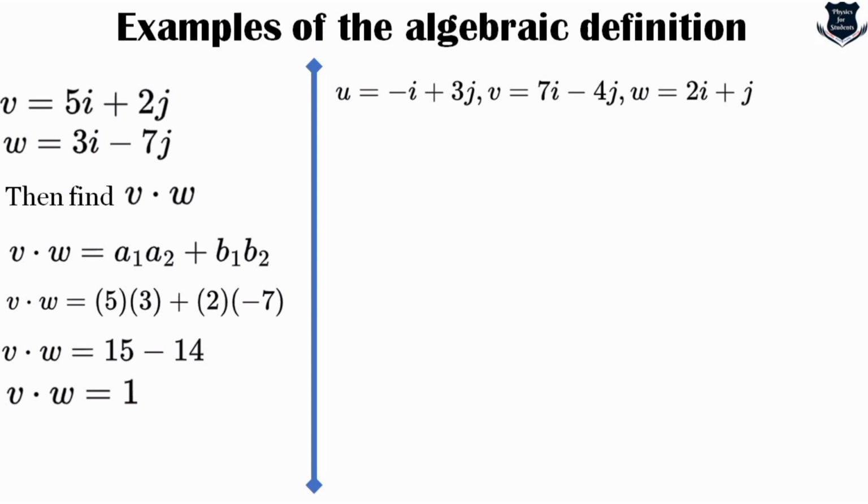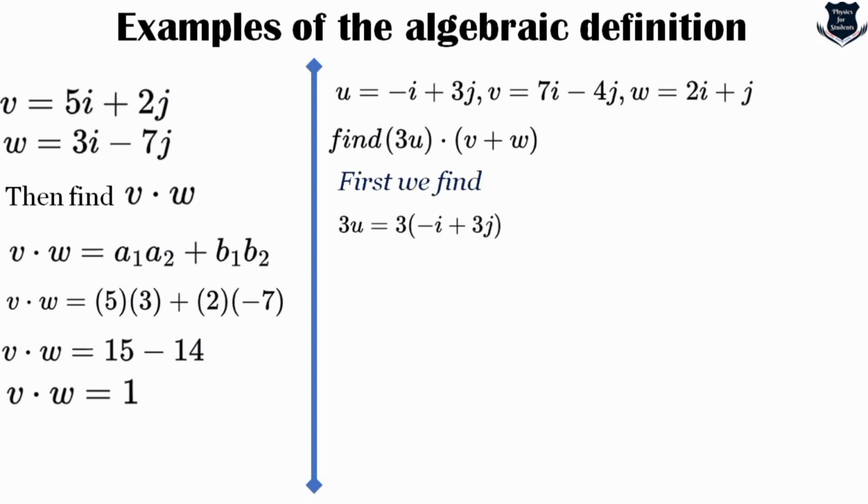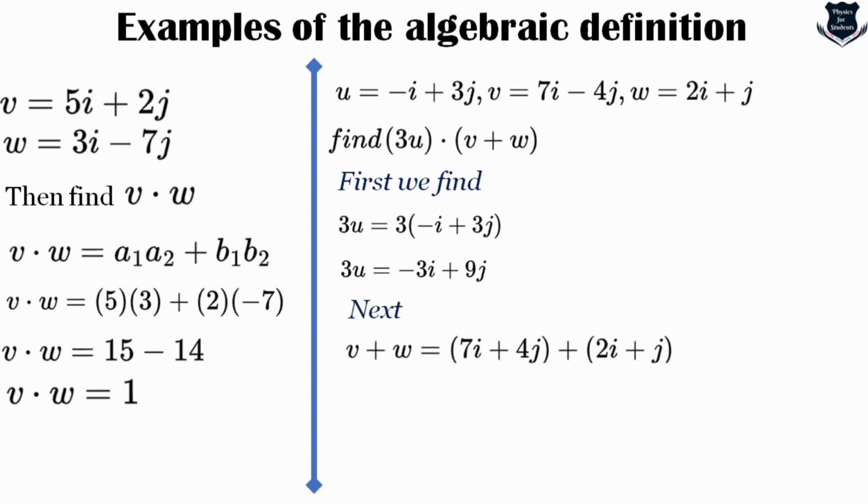On the right-hand side you see a somewhat more complex numerical example where u is given, v is given, and w is given, and we're trying to find 3u dot (v plus w). The first approach we will take is to find 3u, which is 3i plus 3j, and we plug in those values. So we get 3i, and 3 multiplied by 3 gives 9j. Next, we try to find v plus w. If I'm going a little too fast, the reason is that the basic idea of this video is to find out the difference. However, I'm just giving the algebraic definition along with some numerical examples so that it becomes clear.